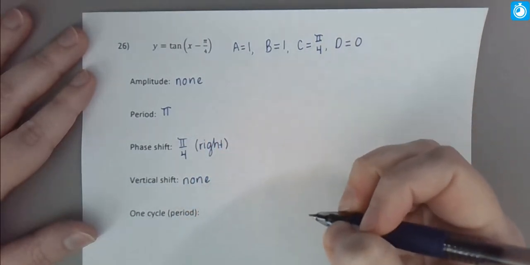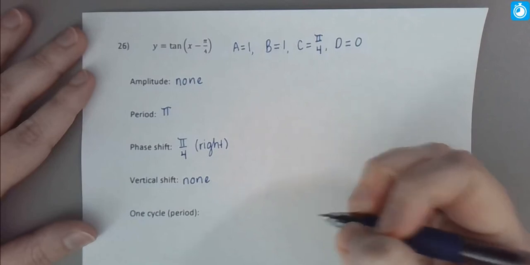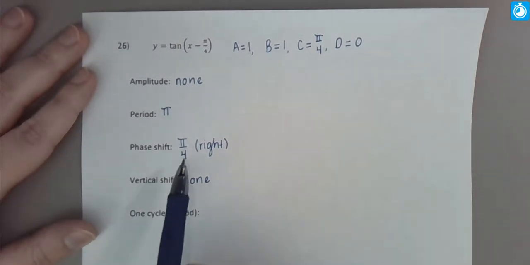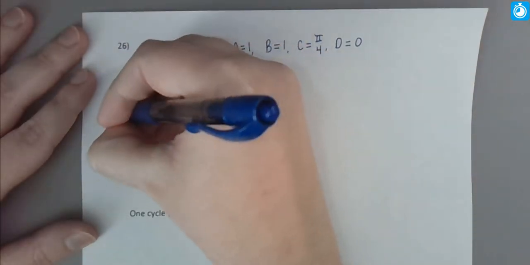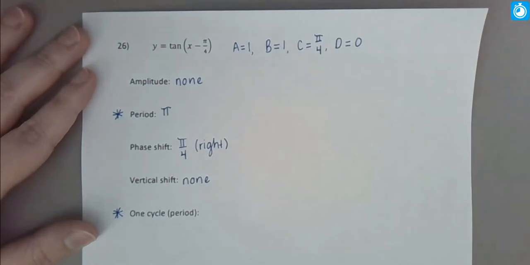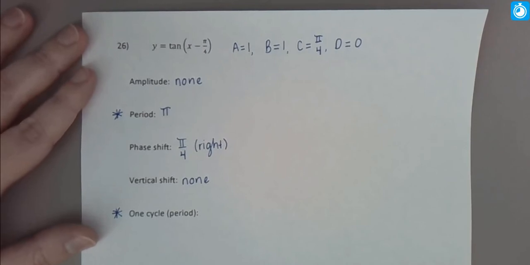So the only thing that actually changes for this particular function versus the original tangent function is that we're shifting each of the key locations on the graph pi over 4 units to the right. Okay, so I'm going to star this, and I'm also going to star this, because these are 2 special things that apply to tangent. The period is different than what we see for our 4 other trig functions, sine, cosine, secant, and cosecant. And how we generate the cycle is also different.